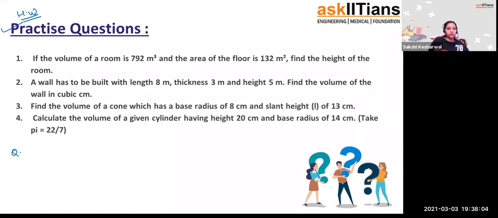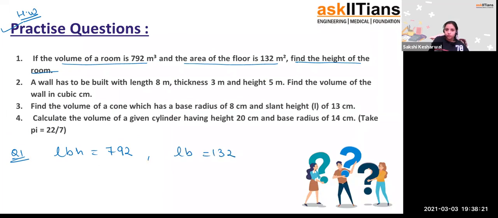So question number 1, I'm solving over here. It says that if the volume of the room is this and the area of the floor is this, find the height. So the room is a cuboid, right or not? So volume is given, LBH is equal to 792, and the area of the floor, LB, is 132, and you have to find the height. So 132 into H is equal to 792. So H is equal to how much, beta?